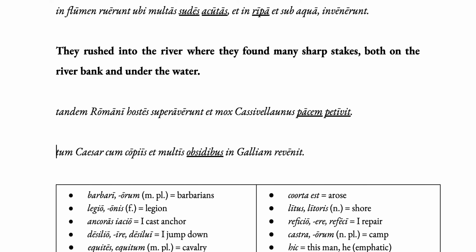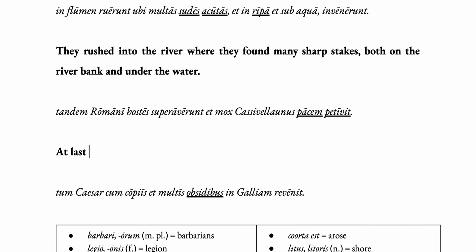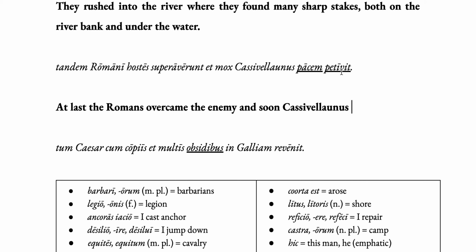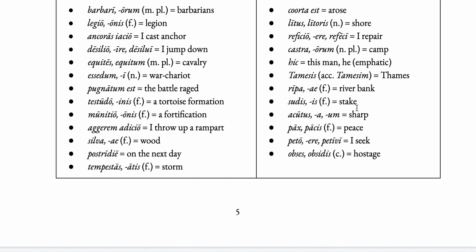And then the next sentence here, tandem, at last. And then the subject is the Romans, Romani. The main verb is superaverunt, overcame. And the object is hostes, the enemy. Et mox, that means and soon. The next subject is Cassivellaunus, nominative case. And the Romans can't be the subject anymore because the next verb is third person singular. What did he do? He petivit pacem. That means he sought, perfect tense from the verb to seek, peace.